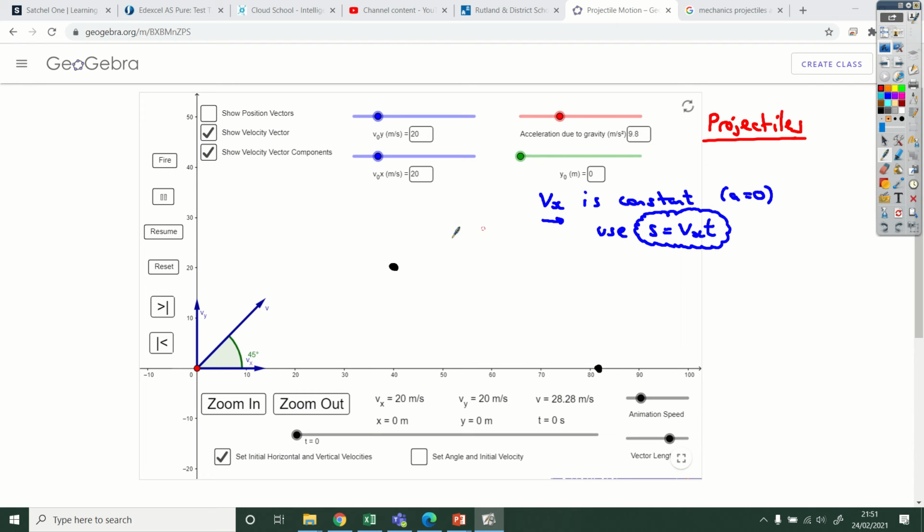Okay, but then we notice as well that Vy is acted on by gravity, so I'm going to make a note of that as well.